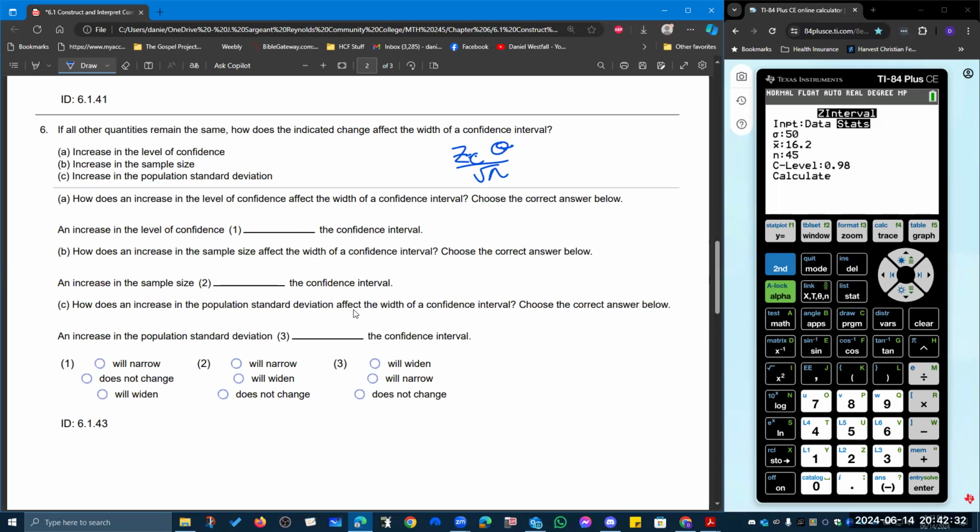So if I increase the level of confidence, the confidence interval will widen. If I increase the sample size n, it's going to narrow. If I increase the standard deviation here, it will widen.